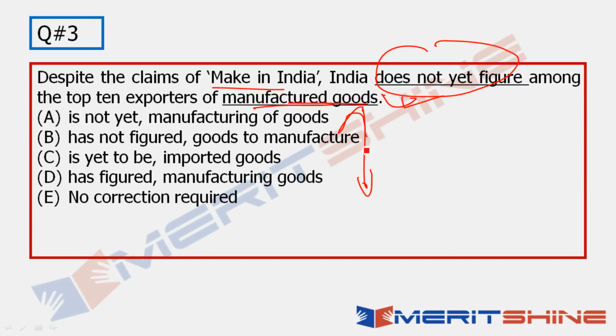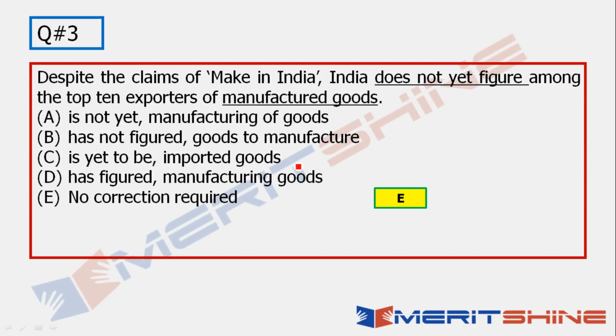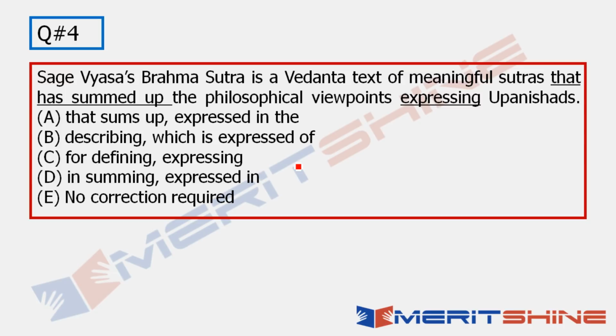You go through this and you see that none of them fits. India is not yet among top 10 exporters of manufacturing of goods, irrelevant. Has not figured among top 10 exporters of imported goods. How can you have exported and imported goods? And again, exporters of manufacturing goods. So these are eliminated anyways. So the answer here would be no correction required. The original one is good enough.